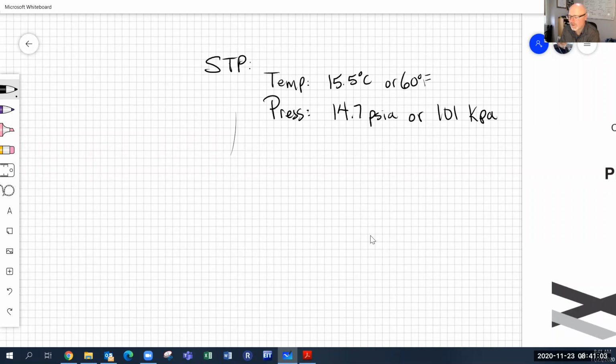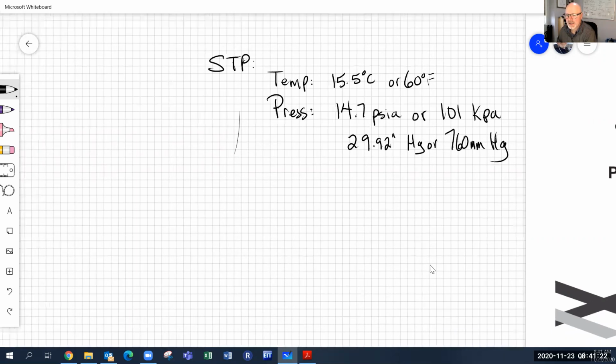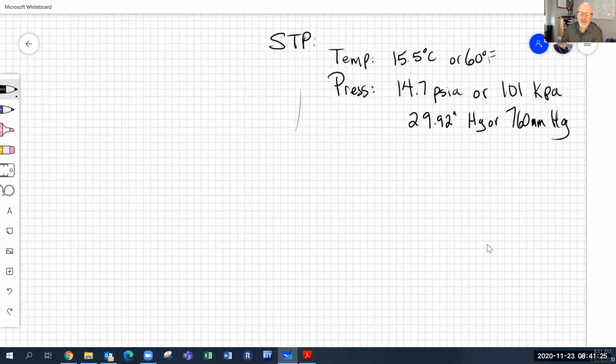And there's also a mercury equivalent to these numbers, and that was 29.92 inches of mercury or 760 millimeters of mercury, a metric equivalent of that. So we know that is standard temperature and pressure. And then I want to talk about pressure here. So pressure as it is defined, we're going to define what pressure is.